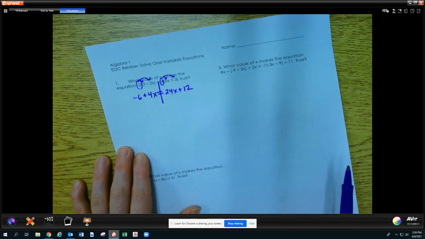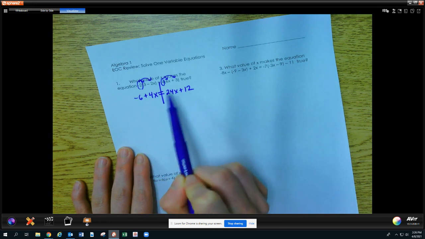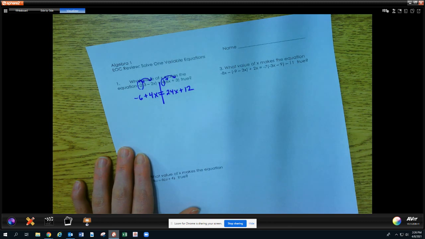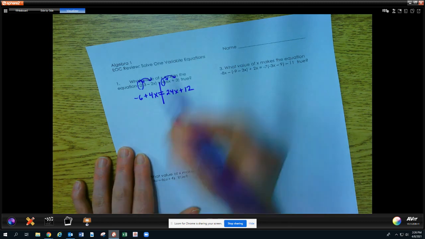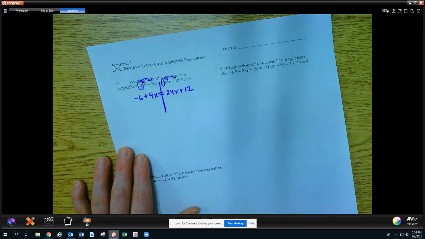Okay, now that the parentheses are gone, you want to combine like terms. We've got a constant, we've got x, we've got constant. There's no terms to combine on each side. So now we are ready to move things to the other side of the equal sign. That's why I draw the line down the middle. Okay, we want x's on one side, numbers on the other.